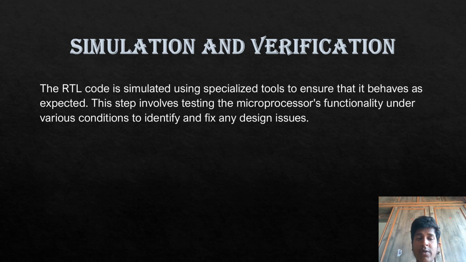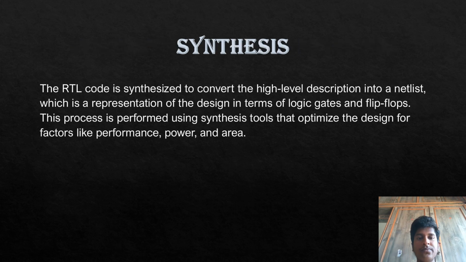Simulation and verification. The RTL code is simulated using specialized tools to ensure that it behaves as expected. This step involves testing the microprocessor's functionality under various conditions to identify and fix any design issues.